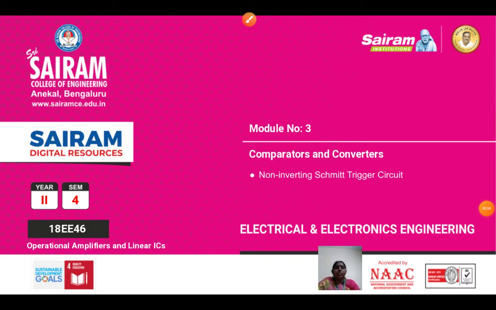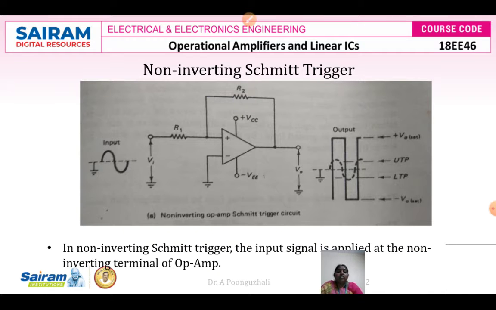So good morning students. In the previous video we had seen the inverting Schmitt trigger circuit. Now in this video we will be seeing the non-inverting Schmitt trigger circuit. Here the difference is that in the inverting Schmitt trigger circuit we gave the input signal to the inverting terminal, through a compensating resistor to compensate for the offset voltages. Now we will go for a non-inverting Schmitt trigger.